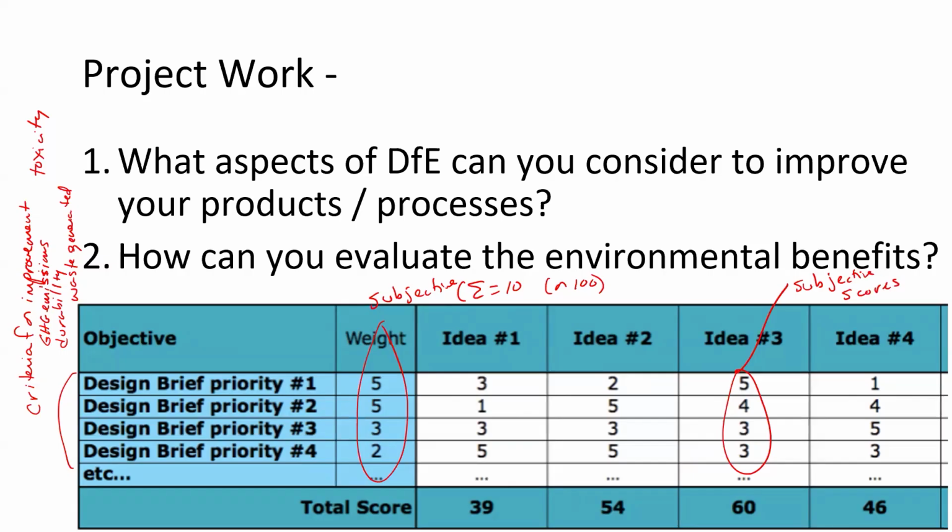Oh, this one's the best, I'm going to give it a 5. This one's not so good, I'm going to give it a 1. So subjective scores to compare across your columns. You can see here for design brief priority 1, idea 3 was the best in everything, right? It has the highest score. So this score is not the sum of the column. This is the sum of the weight times the column score.